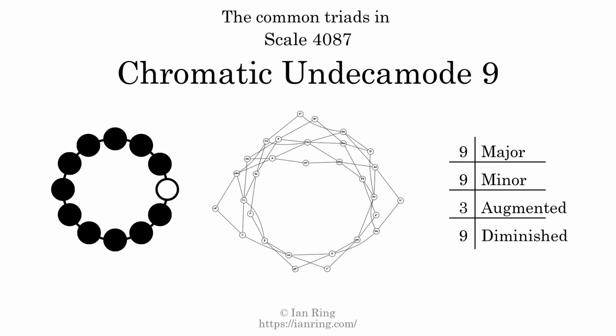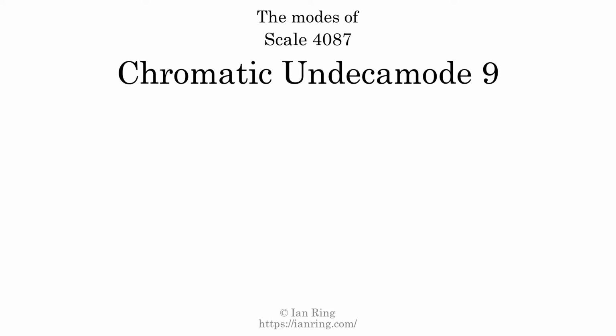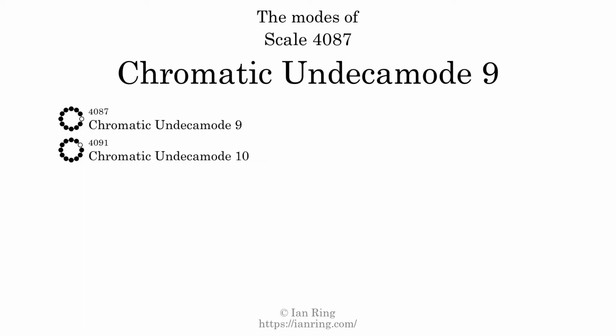Here is a Hamiltonian path of parsimonious voice leading that uses all the triads. This scale has 11 modes. The first mode is itself. The second mode is scale 4091, also known as chromatic undecamode 10.